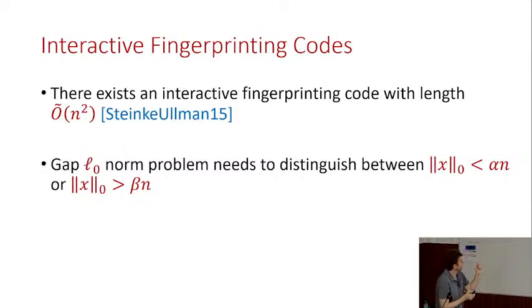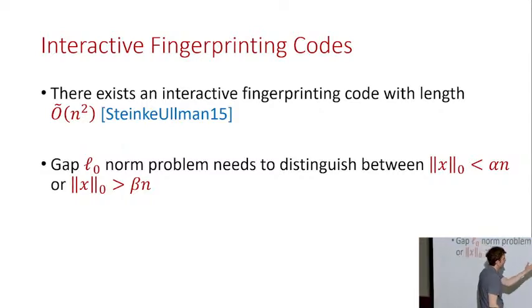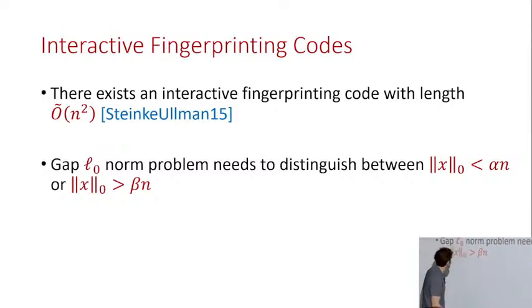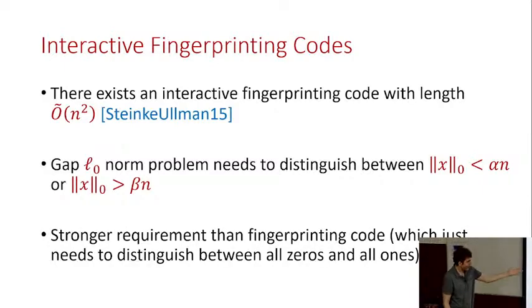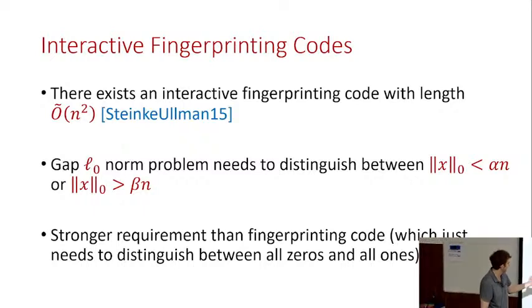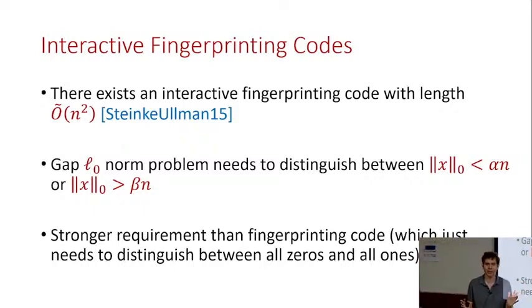Now this gap L0 norm problem needs to distinguish between the case where the number of non-zeros is at most alpha n, or at least beta n. So it's a stronger requirement than the fingerprinting code, which just needs to distinguish between all zeros and all ones. Therefore, if your sketch only sampled a set of coordinates, you can use this fingerprinting argument to break it for L0. I mean, for the number of distinct elements problem.